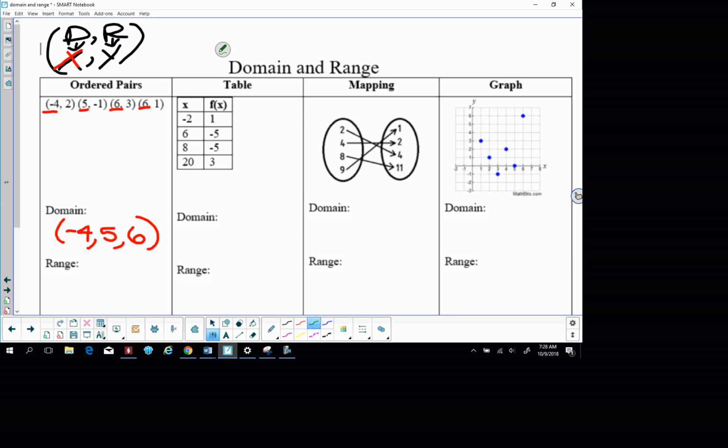Who can raise their hand and tell me what is the range? What numbers are the range at this point? Go for it. 2, -1, 3, and 1. Perfect. And so we want to make sure to put them in order. So we have -1, then 1, 2, and 3.